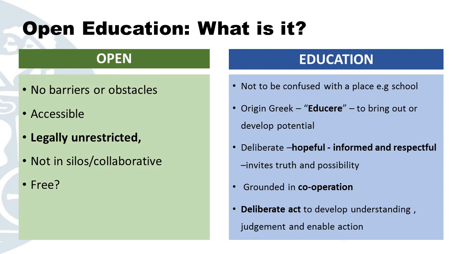And to do this, what I've done is I've broken down the words open education to look at open and education as separate entities. When we think of open, we're really talking about no barriers or lack of obstacles. Accessibility is a key component of that. And legally unrestricted, I think that is one of the main components of what we refer to in the idea of open. Not working and functioning within silos, but becoming more collaborative.